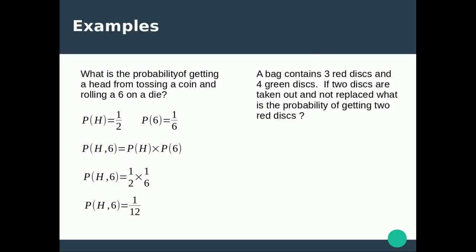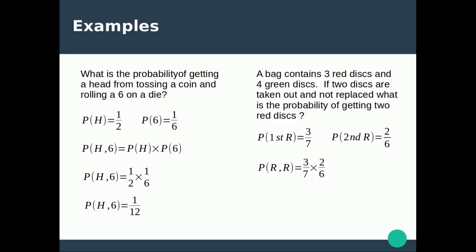A bag contains 3 red discs and 4 green discs. If 2 discs are taken out and not replaced, what is the probability of getting 2 red discs? Well, the probability of getting our first disc is going to be 3 over 7 because there are 3 red discs and there are 7 discs altogether. The probability of getting our second disc, and that being red as well, is now only 2 over 6 because we've already taken a red disc out, so there are only 2 red discs left. And because we've taken one out, there are only 6 discs altogether.